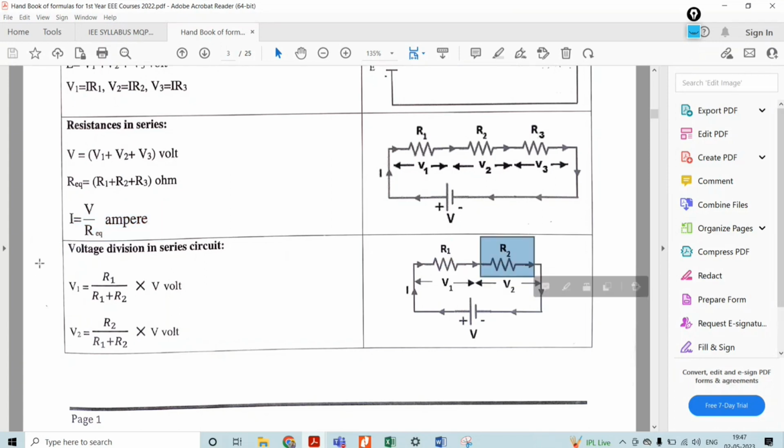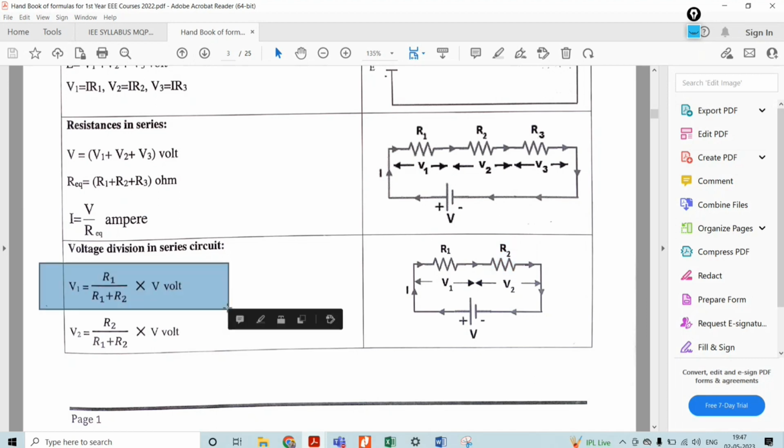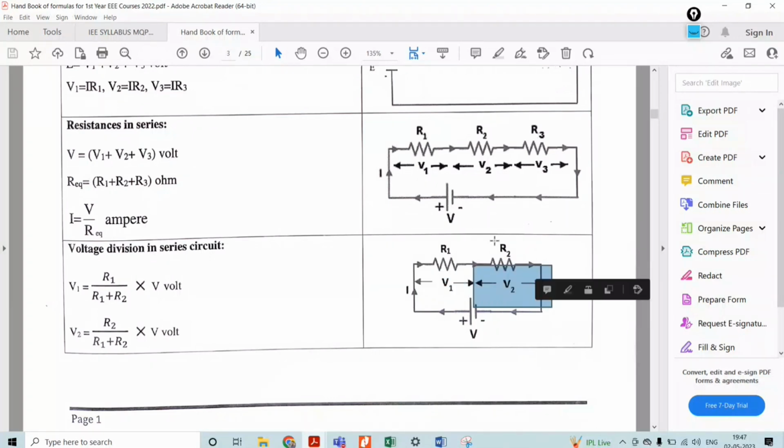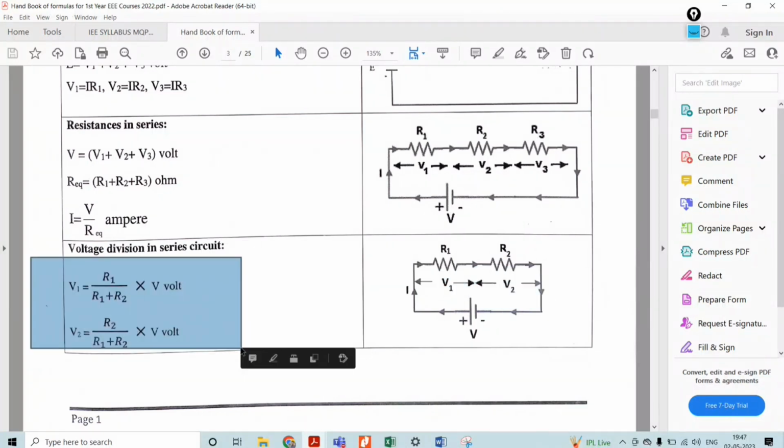Then we make use of the voltage dividing rule, that is V1 is equal to R1 divided by R1 plus R2 into V, where V is the supply voltage. I need to evaluate V1, the voltage across R1, and V2, the voltage drop across R2. To make that evaluation, we make use of these two equations, so they are provided.